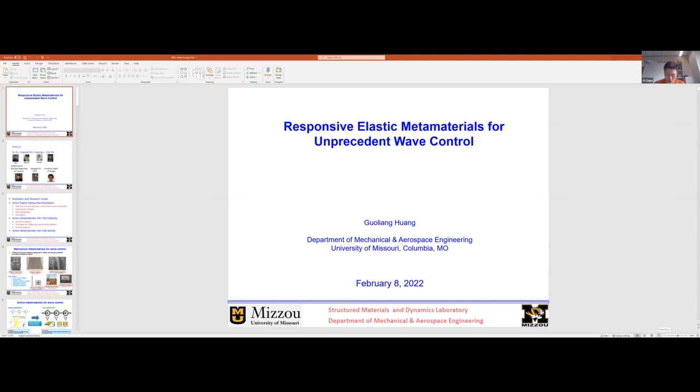He has more than 140 journal publications, and quite some of them are well known to you, like the paper published in the year of 2014. They demonstrated for the first time negative refraction in elastic metamaterials. I think today in his talk, he will talk quite a lot about using active components to design innovative metamaterials. So I will just stop here and give the opportunity to Professor Guoliang Huang to present his talk.